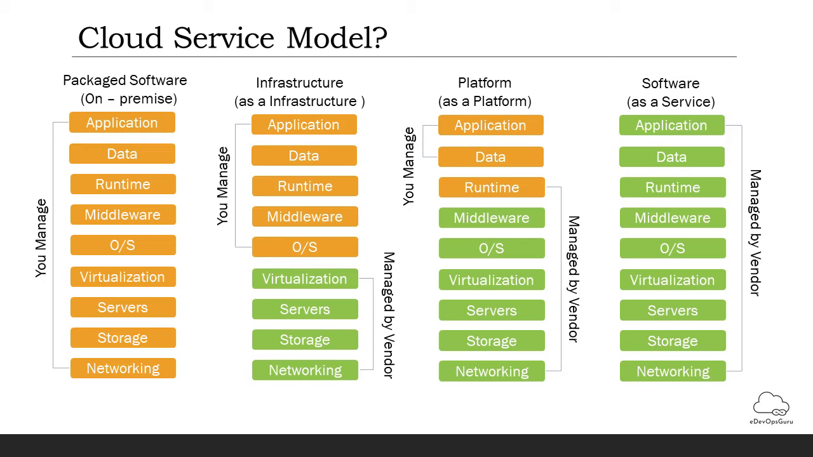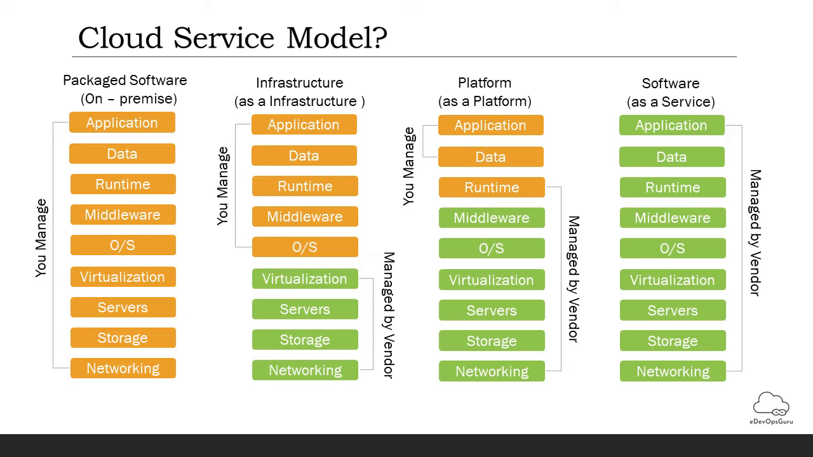Now we will discuss the different cloud service models. There are three different cloud service models. The first one is Infrastructure as a Service, which we call IaaS. The next one is Platform as a Service, which we normally call PaaS. The third one is Software as a Service, which we generally call SaaS.